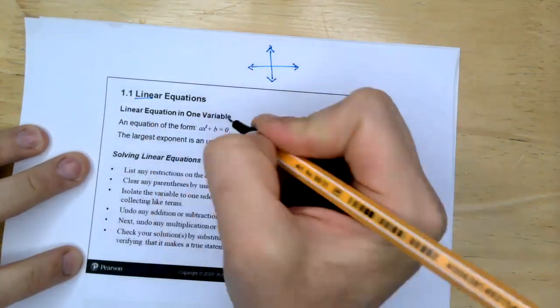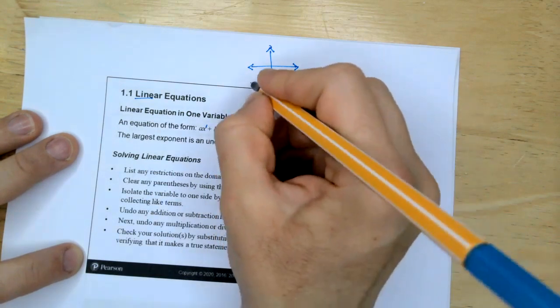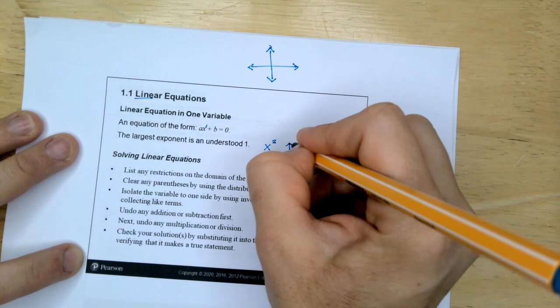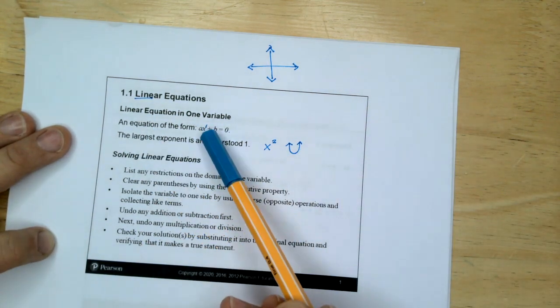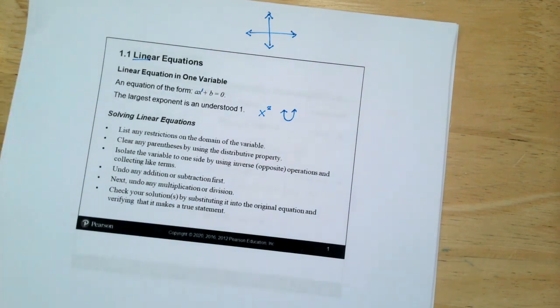So by exponent, they mean that the x is raised to the first power at the most. And x squared is not going to give you a straight line. It's going to give you a curve in your line. So there are no exponents except the exponent of 1 or an exponent of 0. Good? All right, so when we solve linear equations, list restrictions on the domain of the variable.